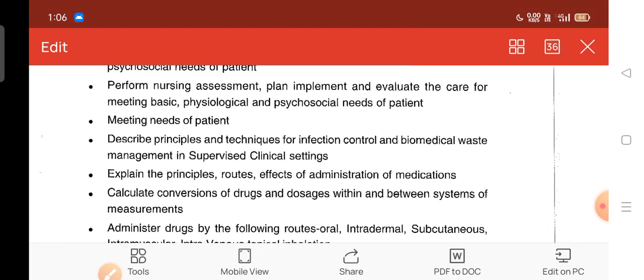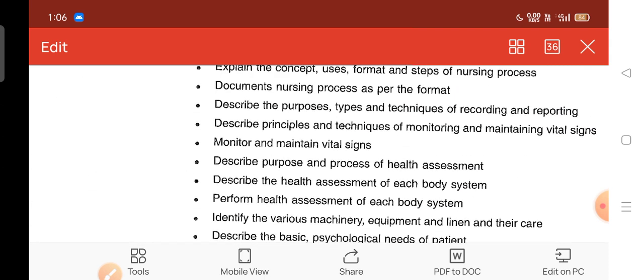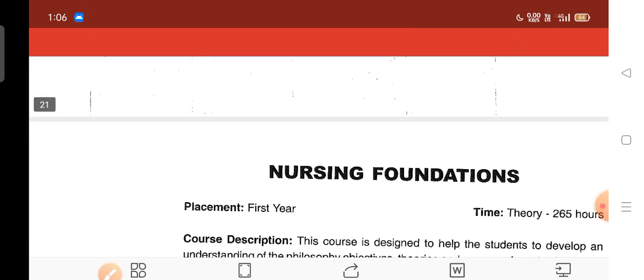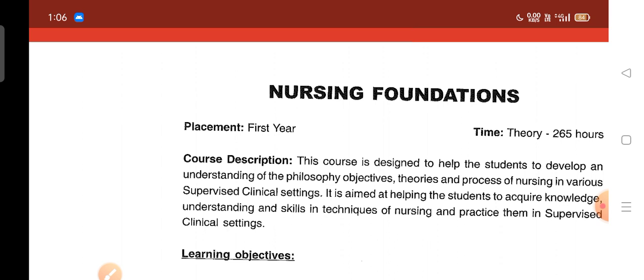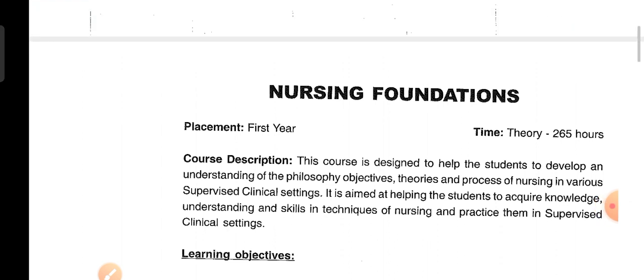Okay, so when I was in BSc nursing, we used to call this one nursing foundation, also called fundamentals of nursing. Okay, foundations. So in the nursing profession, this subject is very important for each and every student.